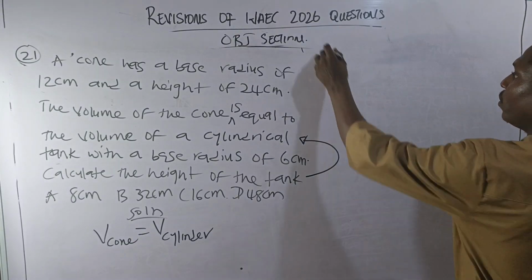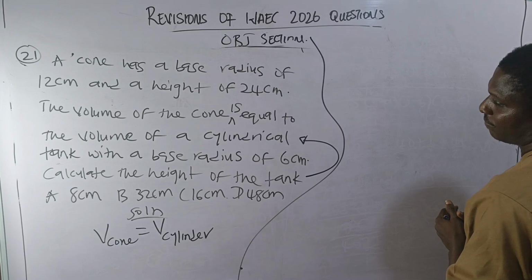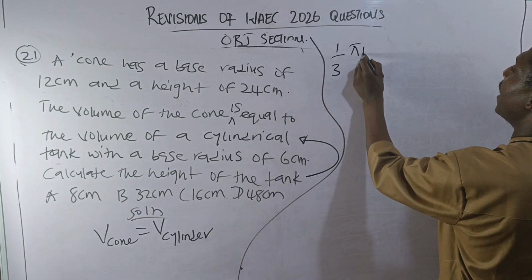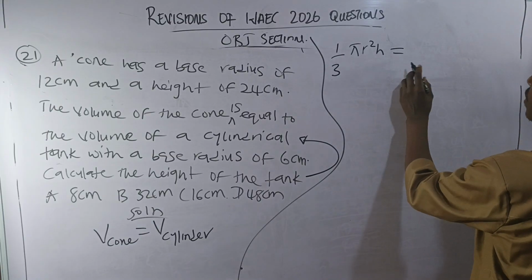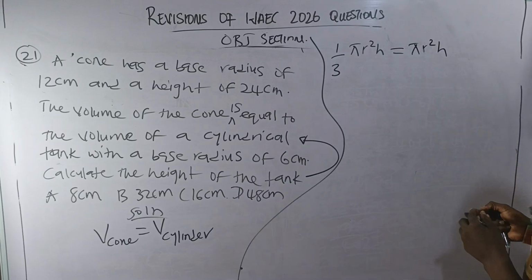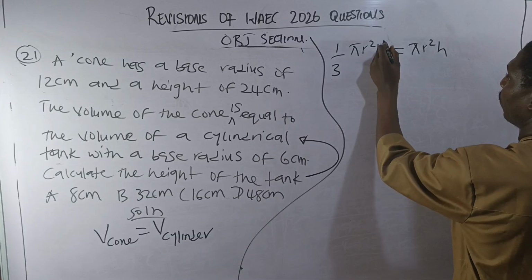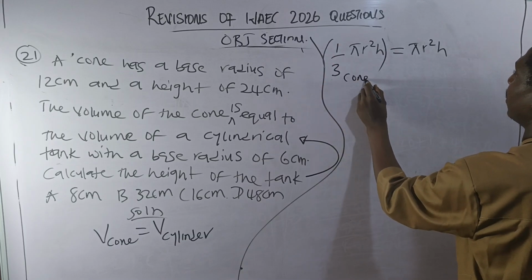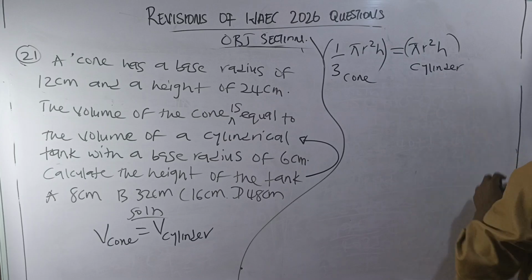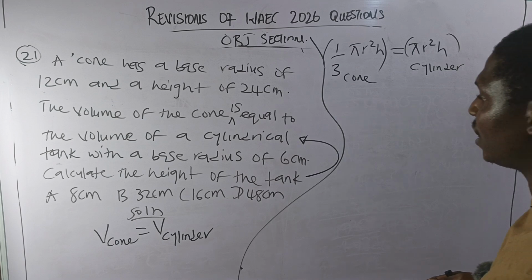Now, volume of cone is given by 1/3 pi r square h, and volume of cylinder is pi r square h. All this is for what? Cone, remember, and all this is for what? Cylinder. If you get your cylinder, just divide it by 1/3. That's it. So let's see what's happening.